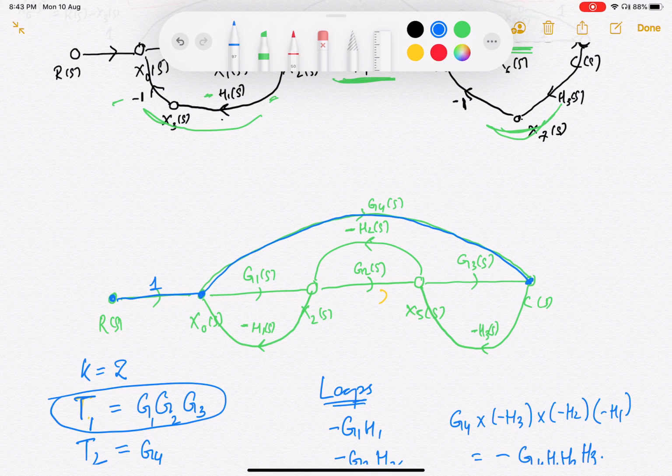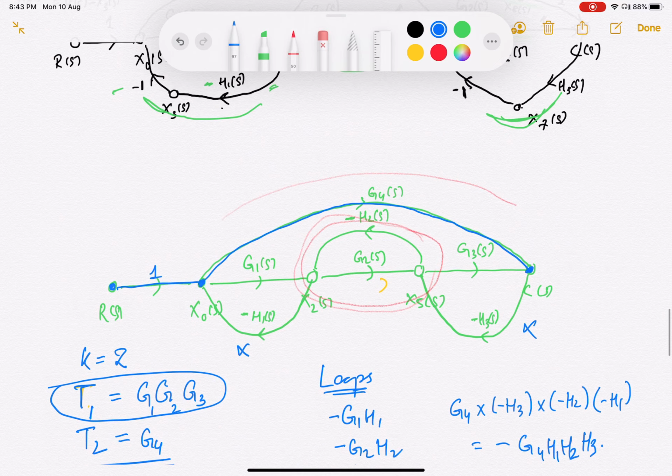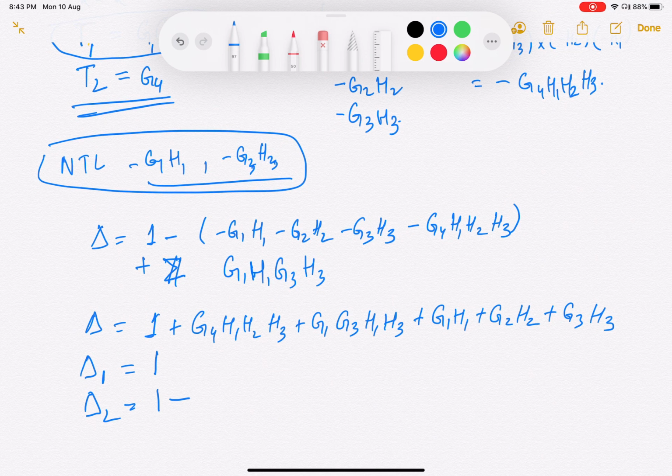I'm not left with this loop because this node is gone, I'm not left with this node because this node is gone, but I'm still left with this loop in between, right? I'm not left with the big loop here, but this loop is untouched. So delta 1 is 1, but delta 2 is 1 minus summation of loop gains, and that loop gain is minus G2H2. So 1 minus minus G2H2, that is 1 plus G2H2.